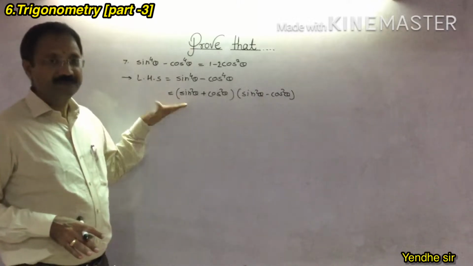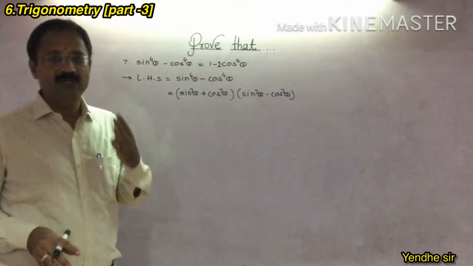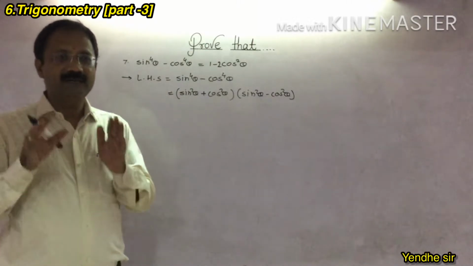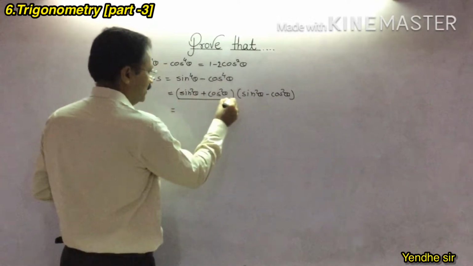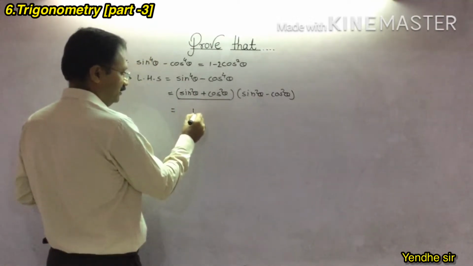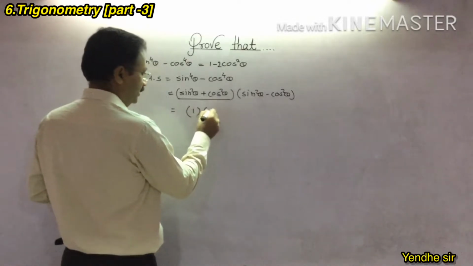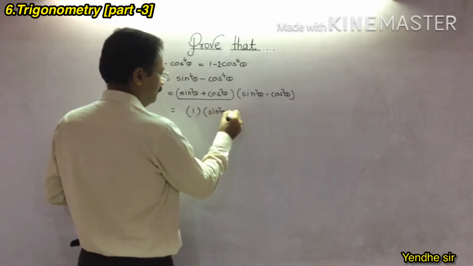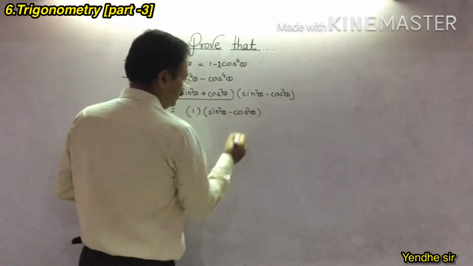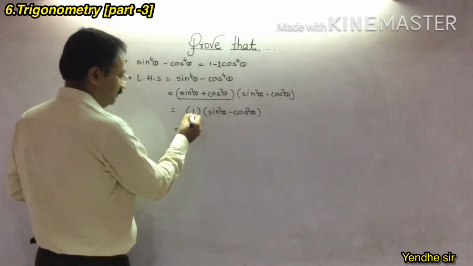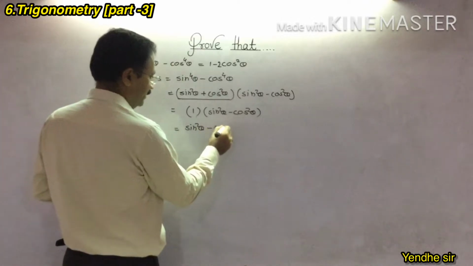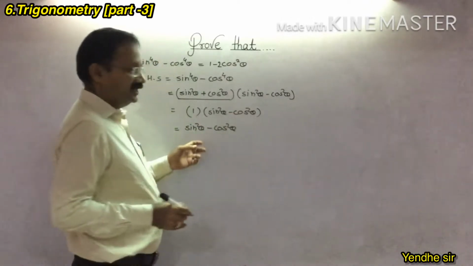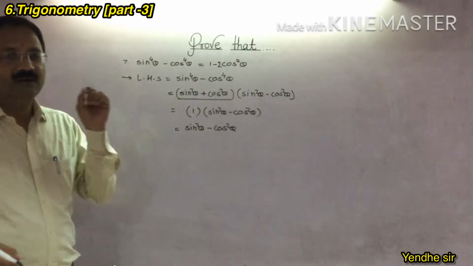Okay, now which is the next rule? Rule number 4, sin square theta plus cos square theta. Yes, it is there. Sin square theta plus cos square theta. So I have written 1 instead of this one into sin square theta minus cos square theta. Okay, if you multiply by 1, you will get the same answer. Sin square theta minus cos square theta.